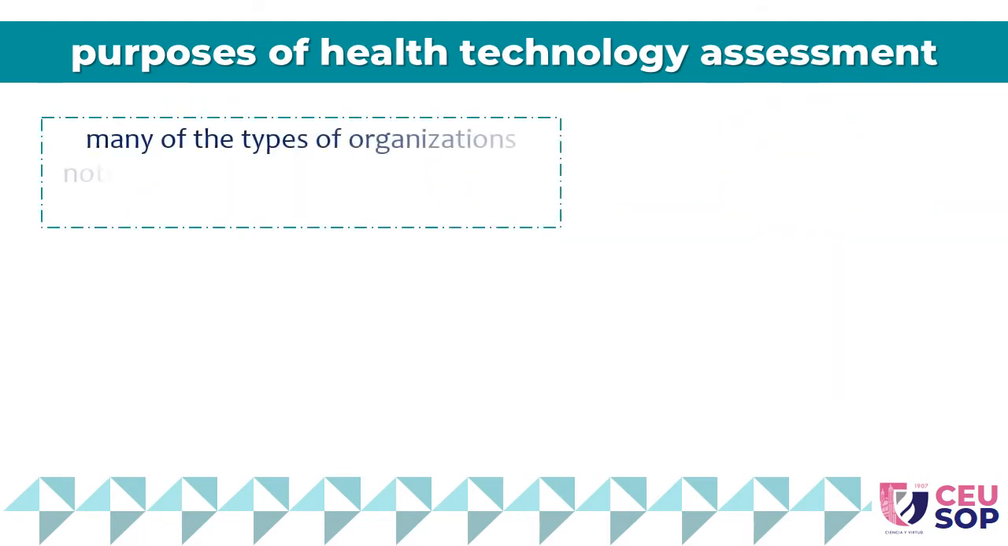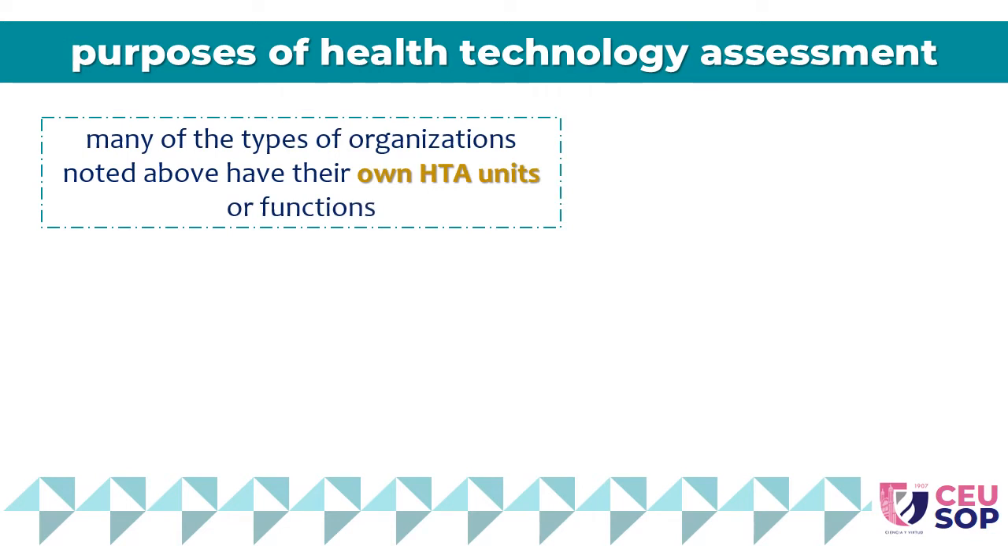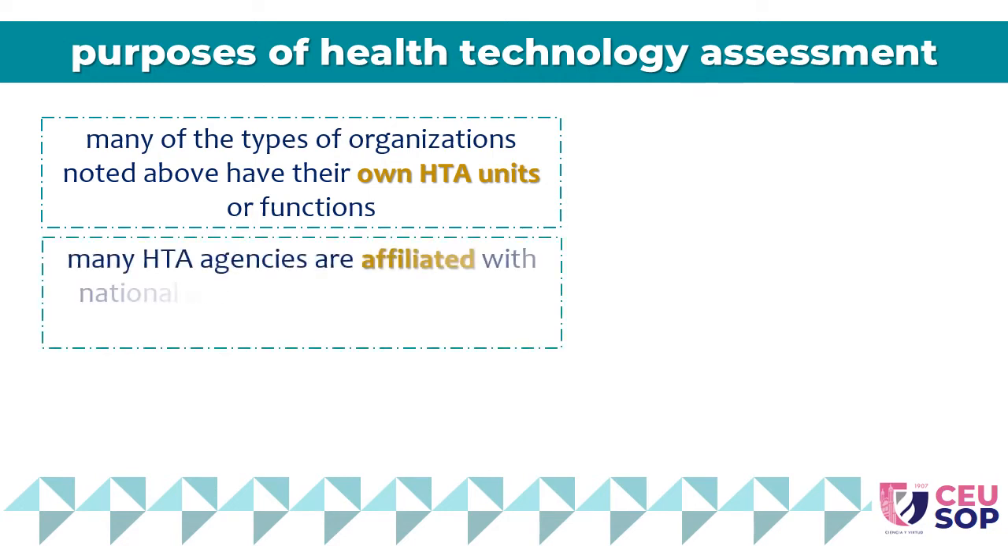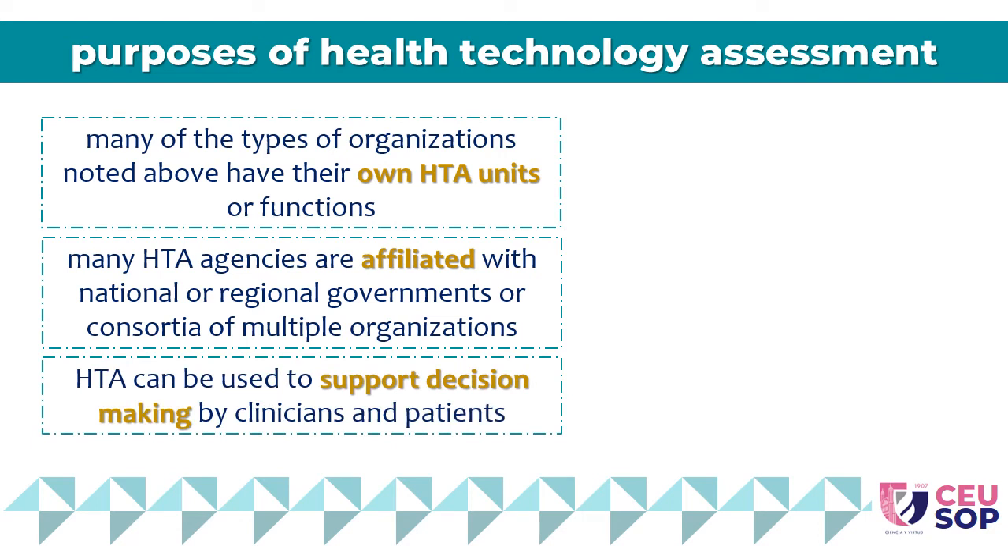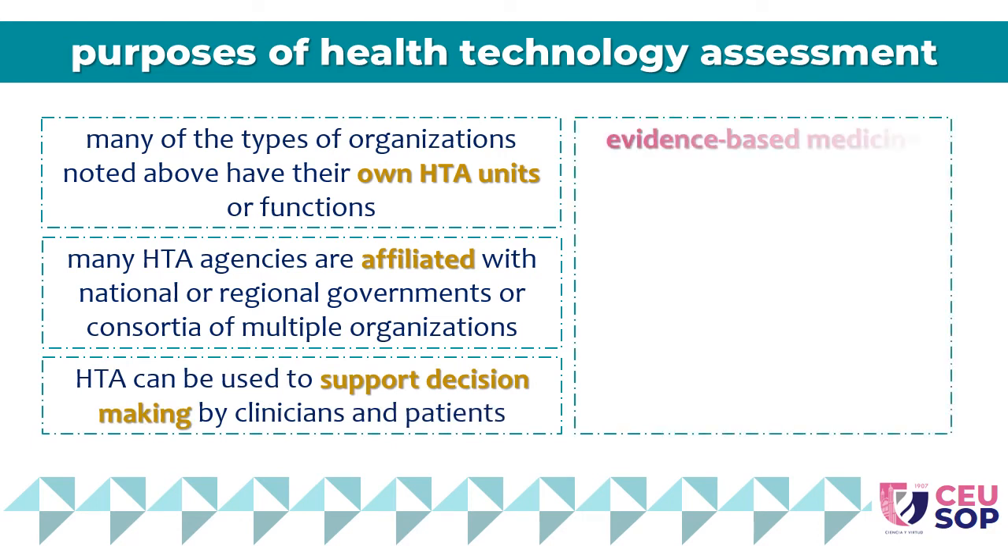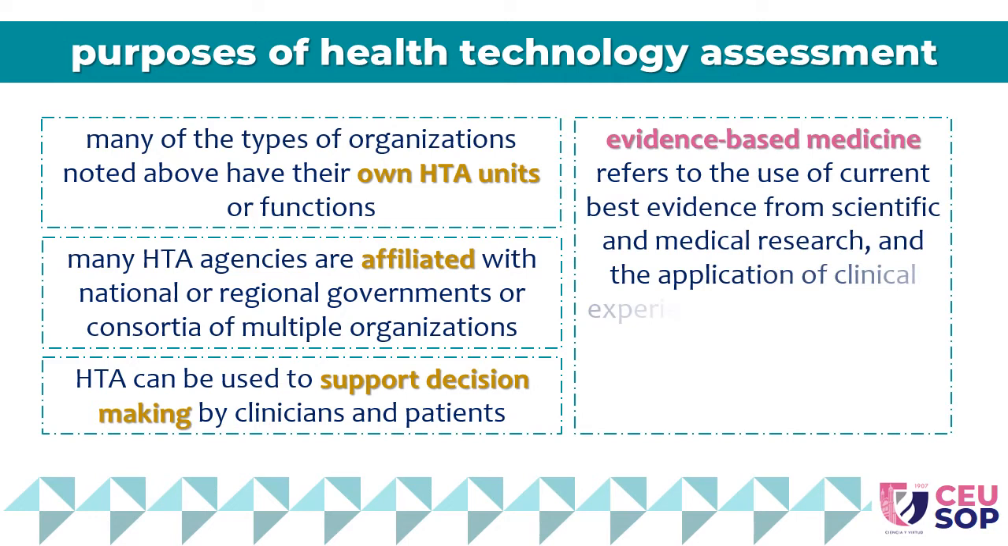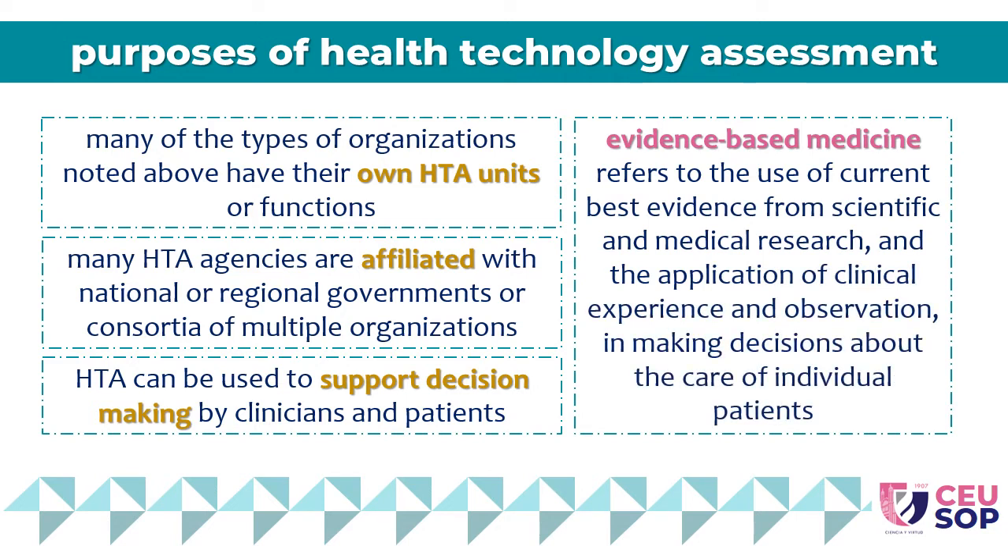Many of the types of organizations noted above, including government and commercial payers, hospital networks, health professional organizations, and others, have their own HTA units or functions. Many HTA agencies are affiliated with national or regional governments or consortia of multiple organizations. Further, there are independent not-for-profit and for-profit HTA organizations. As noted above, HTA can be used to support decision-making by clinicians and patients. The term evidence-based medicine refers to the use of current best evidence from scientific and medical research, and the application of clinical experience and observation, in making decisions about the care of individual patients.